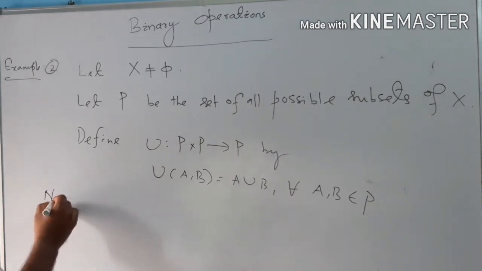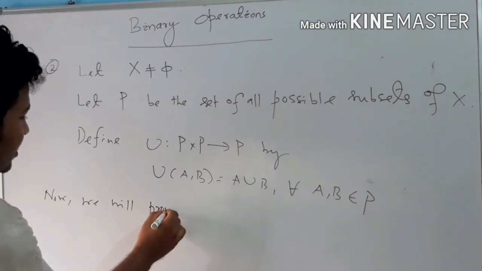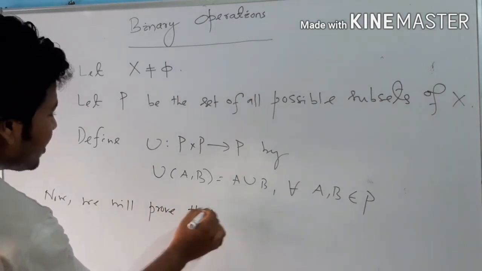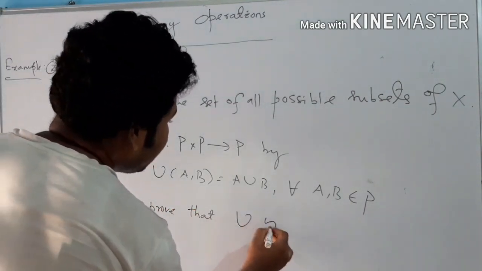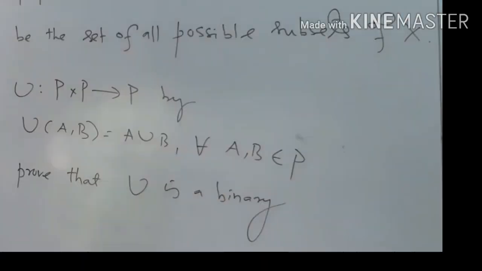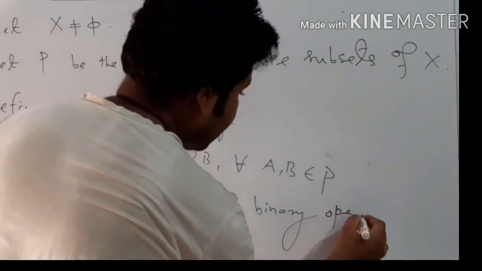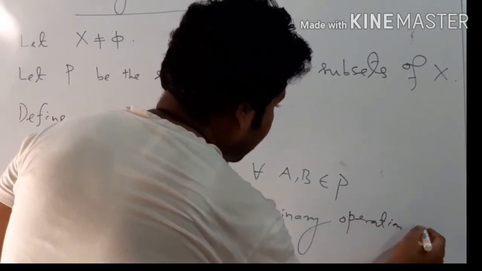Now we will prove that union is a binary operation on P.